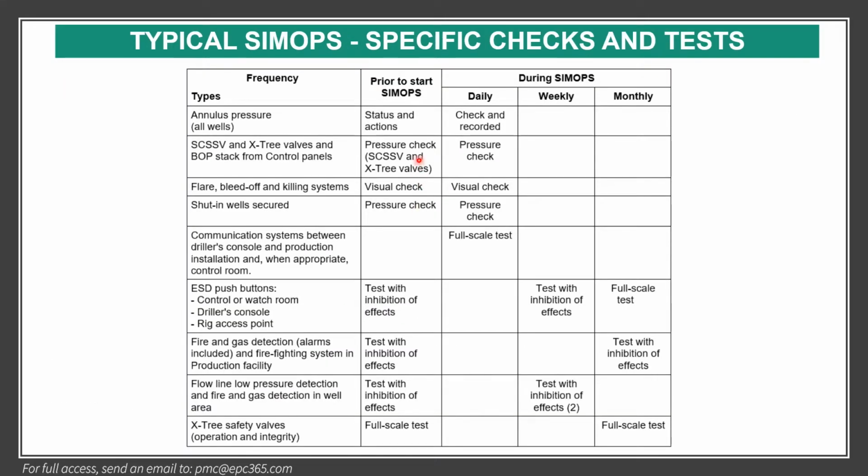So this is a typical SIMOP specific checks and tests. For example, prior to starting a SIMOP, a pressure check of the CSSV and Christmas tree valves, and during the SIMOP, a pressure check. So these are the things about fire and gas detection, flow in the low pressure. All of these things should be in the SIMOP dossier.